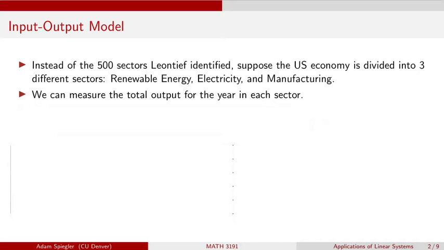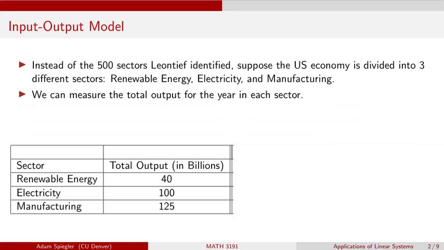that Leontief identified in 1949, and let's just make a very big oversimplification of the problem. And let's assume that instead the US economy is divided into just 3 sectors. Let's say we have a renewable energy sector, an electricity sector, and a manufacturing sector. And for each of these sectors, we can measure the total output for the year. So let's say, for example, and this is roughly based on the data that Leontief actually used, I think the data he used was from the US economy in 1947.